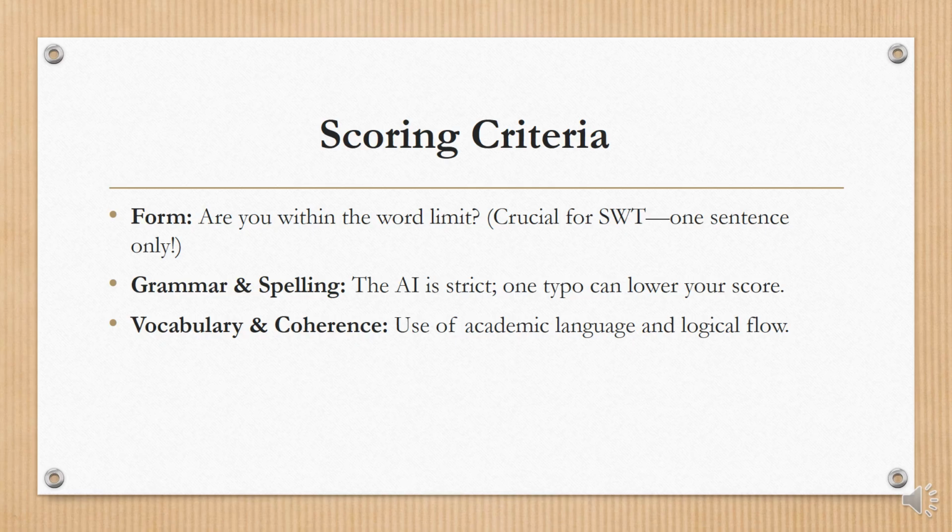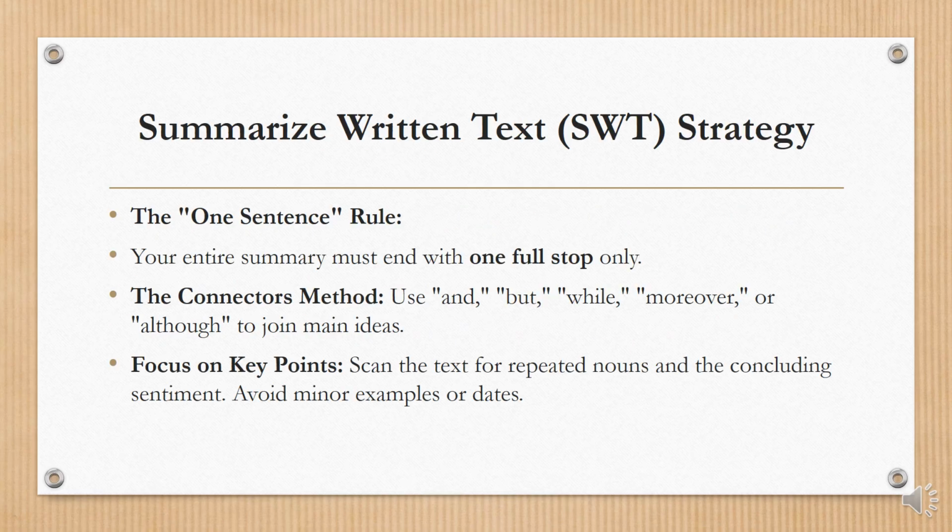Vocabulary and coherence is very, very important in this section. So in order to score well, your vocabulary should be proper and it should be used in the right place in the sentence. Summarized written text is all about strategy. The strategy is to write the entire summary in one sentence with using only one full stop in the end.